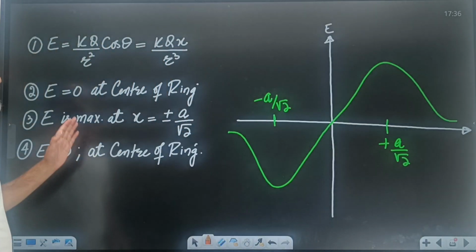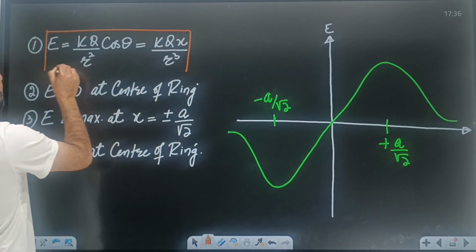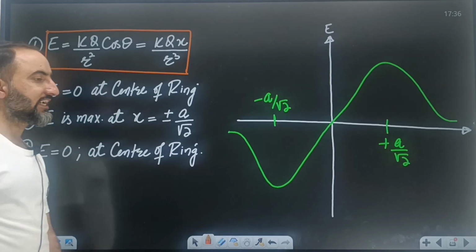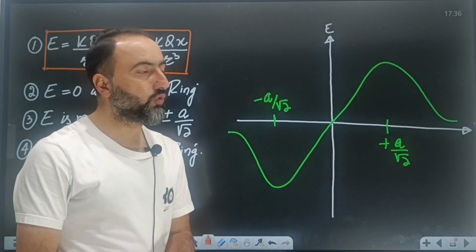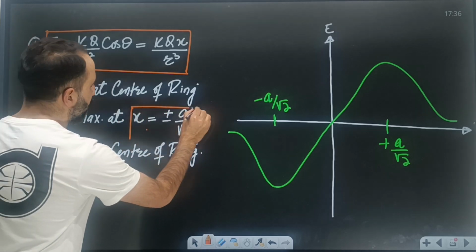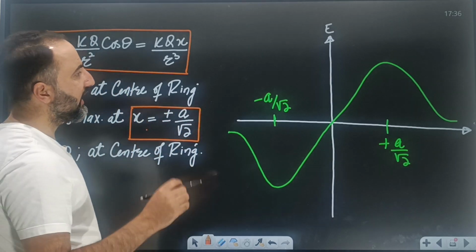So next मैंने यहाँ पे लिखा, electric field due to the ring is equal to this, that is kq divided by r square multiplied by cos theta, or kq into x divided by r cube, and electric field at the center of the ring will be equal to 0. और ये मैक्सिमम कहाँ पे होता है? At x equal to plus minus a by root 2. You can expect this question directly. Derive हम नहीं करेंगे, otherwise we can derive.